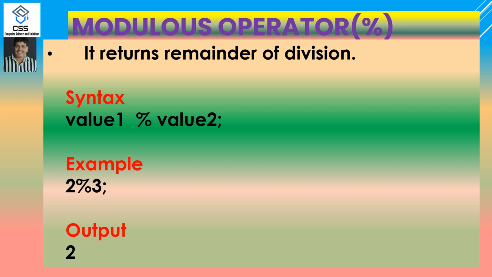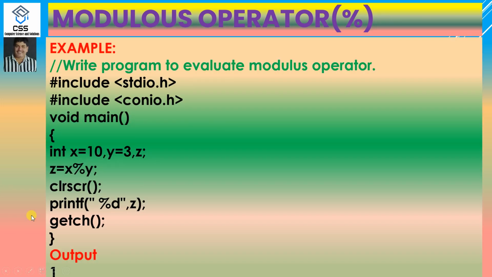Suppose you have written 10 and 3. 10 modulus 3 means 10 will be divided by 3, 3 threes are 9, and the remainder is 1, and hence the result will be 1. If I write 3 modulus 10, the result will be 3 itself.